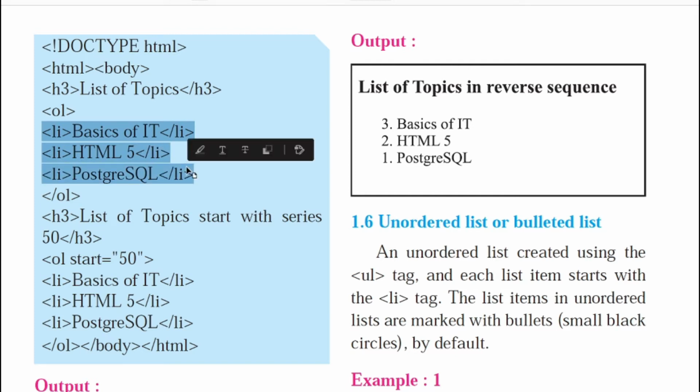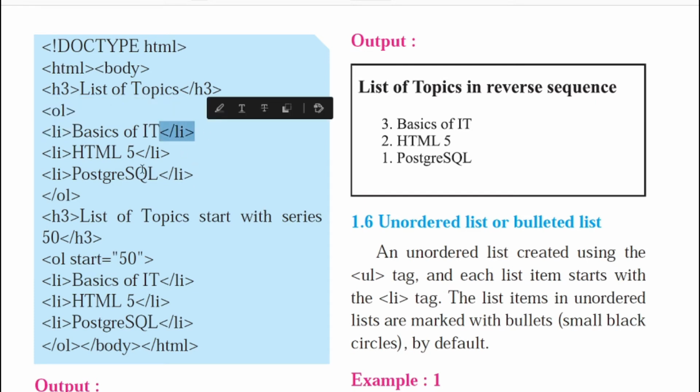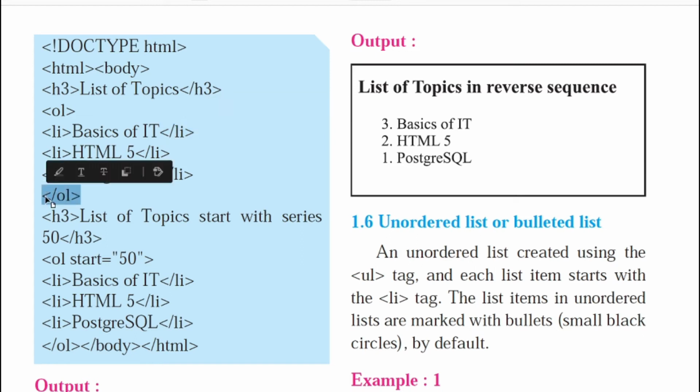Remember, my dear students, the elements or ingredients which we are going to put inside the list will be under the li tag, and once the elements are over, we'll close the OL tag. So this is the whole pattern of creating an ordered list. As we have not used any attribute yet, the default presentation will be used. Similarly, moving further, here is yet another heading, h3, list of topics starting with a series.